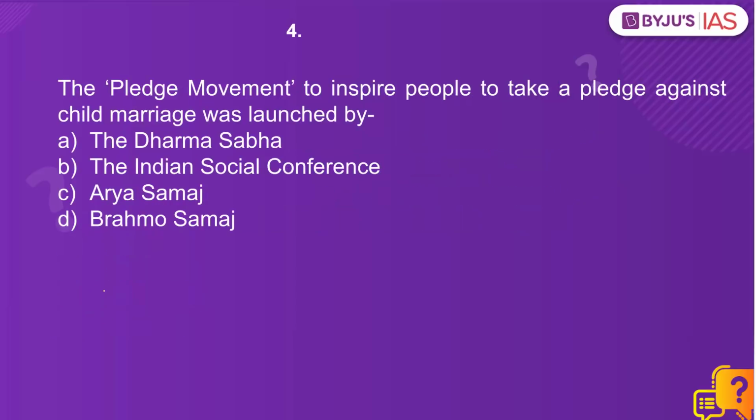Question number 4, the pledge movement to inspire people to take a pledge against child marriage. This movement was launched by the Indian Social Conference. B. And this Indian Social Conference was launched by M.G. Ranade, Raghunath Rao, and it is also sometimes called as the Social Reform Cell of the Indian National Congress. So another question can be, which of the following is normally referred to as the Social Reform Cell of the Indian National Congress? The answer is the Indian Social Conference.